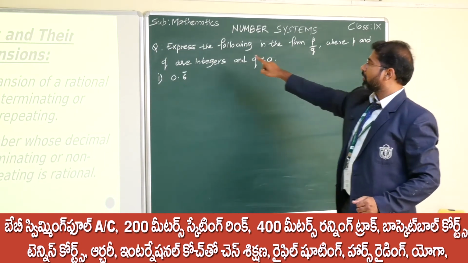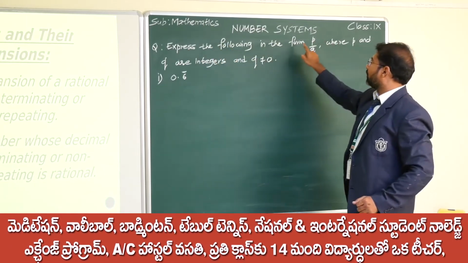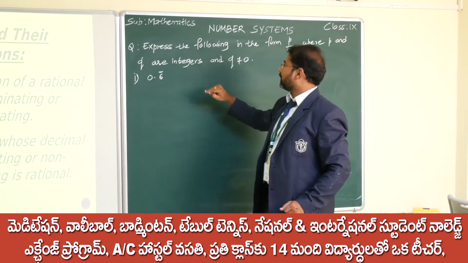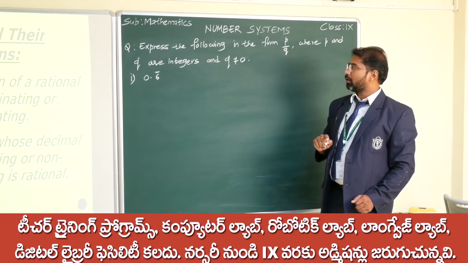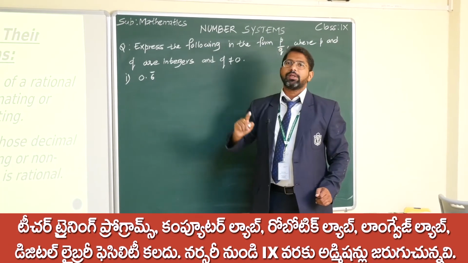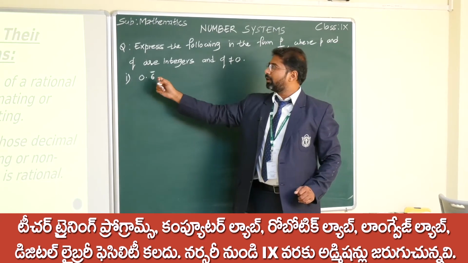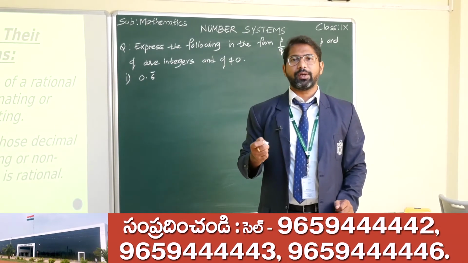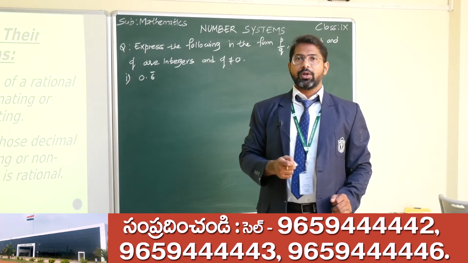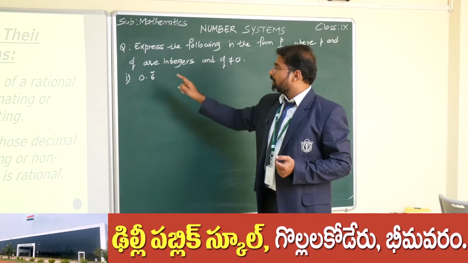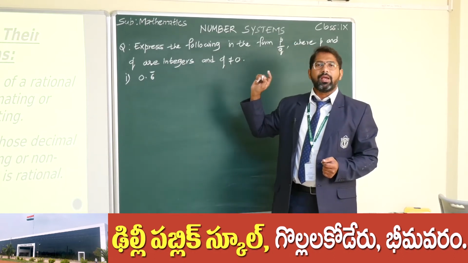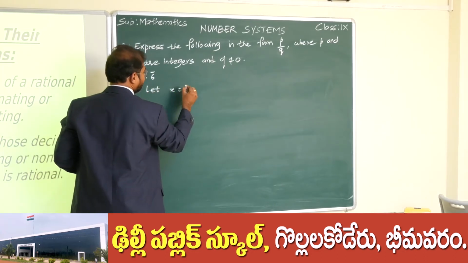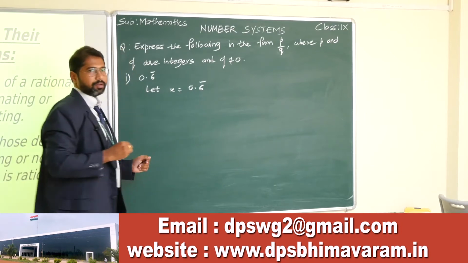Let's see, express the following in the form P by Q, where P and Q are integers and Q is not equal to 0. Here the first question is 0.6 bar. We have to write 0.6 bar in the form P by Q, where P and Q are integers and Q is not equal to 0. So we don't know. So let us assume 0.6 bar as x. Let x is equal to 0.6 bar.